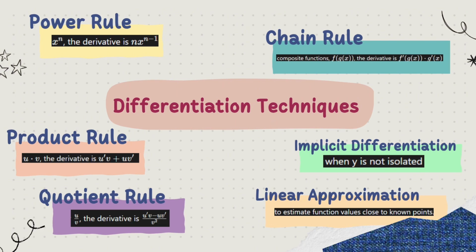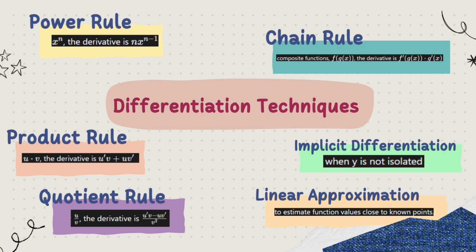Next one is chain rule, for function inside functions. Differentiate the outside then the inside. Next, implicit differentiation, used when y and x are mixed. Differentiate normally but add dy over dx when doing y. And lastly is linear approximation. Use tangent lines to estimate values near a point.